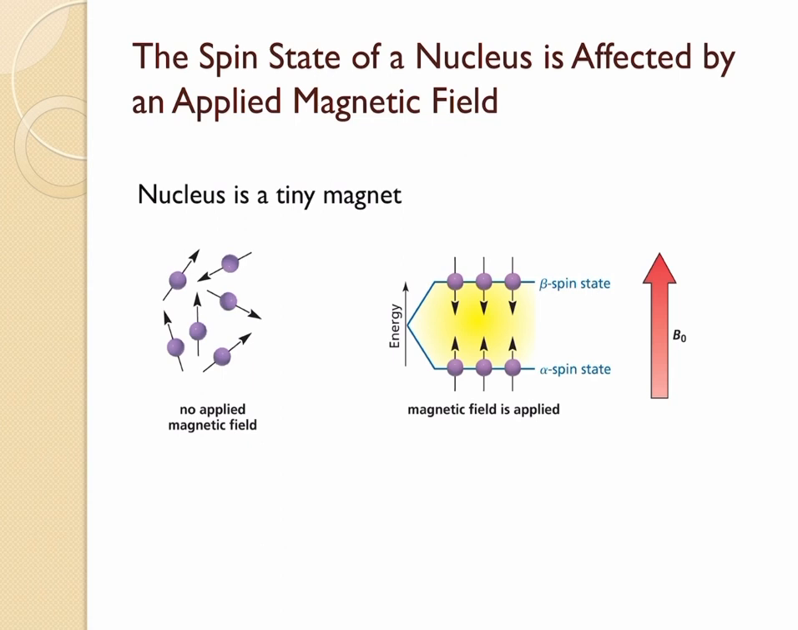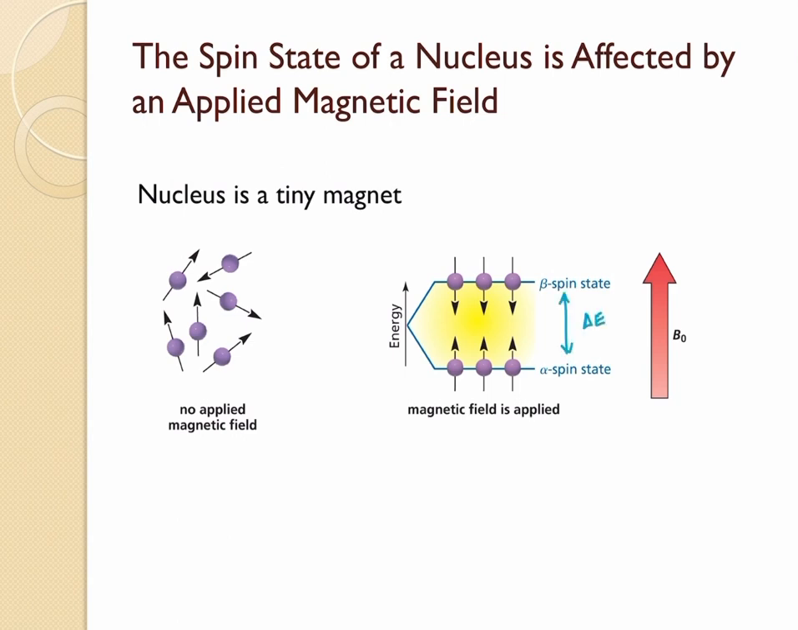But remember, the beta spin state is at a higher energy level, and therefore more nuclei are said to be in the alpha spin state. And this energy difference between the alpha spin state and the beta spin state is called delta E, and it is going to be directly proportional to the strength of the magnetic field applied.